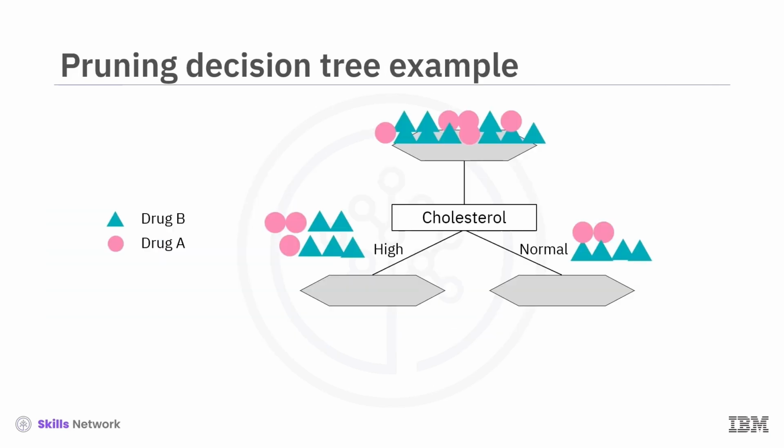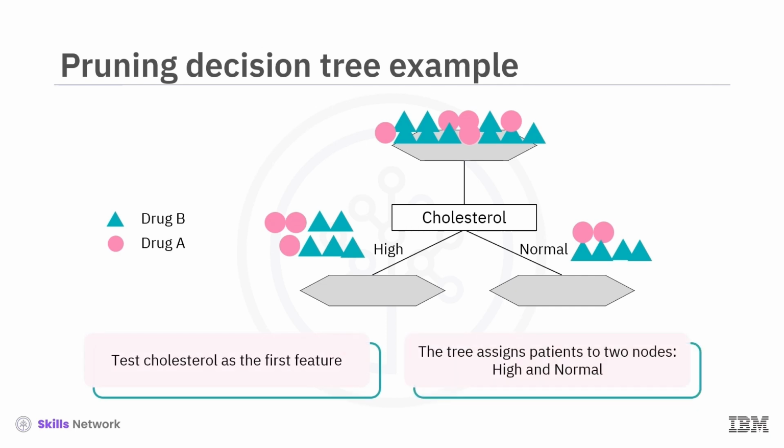Consider the 14 patients in our data set. The decision tree algorithm chooses the most predictive feature to split the data on. For example, the feature that best distinguishes the patient classes it assigns. Suppose it starts by testing cholesterol as the first feature to split on. The tree assigns patients to two nodes, high and normal.